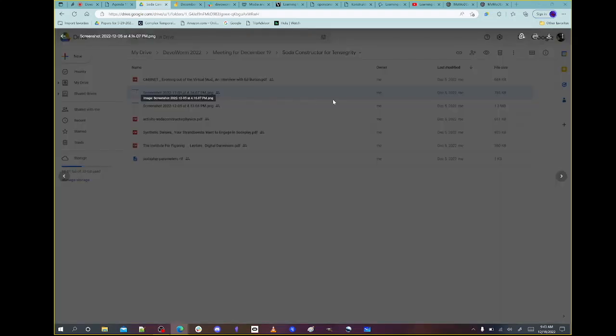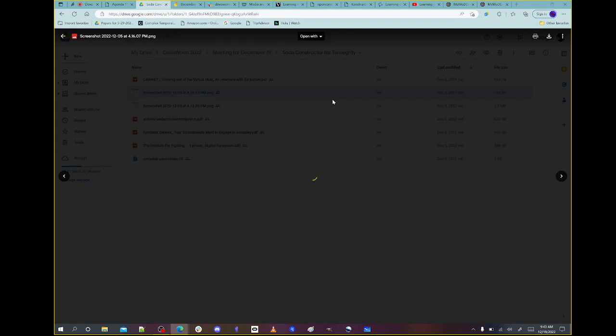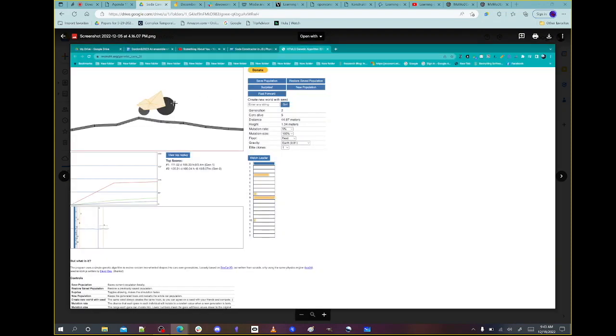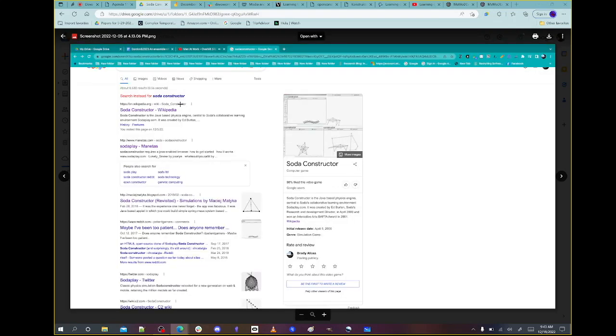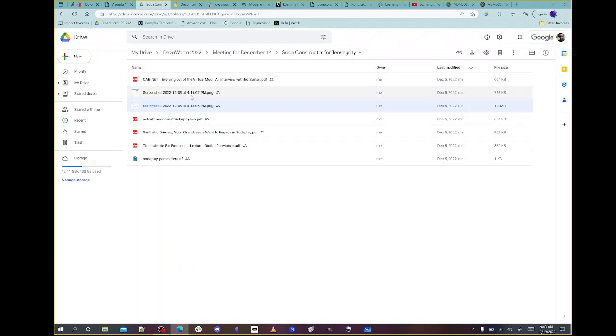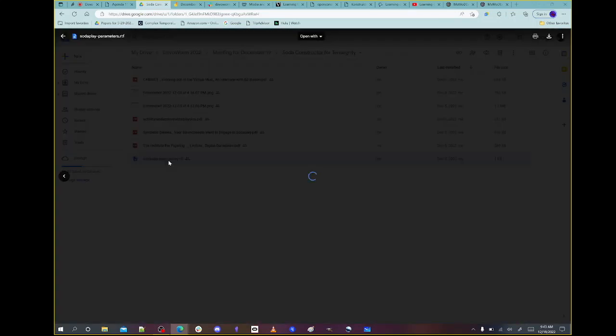This screenshot I have here is actually of a different thing. It's a genetic car, which is built on the same principle. That's not really useful in this context, but this is my search on Sodaconstructor here. It was released in 2000, and it was a Java-based physics engine, invented by Ed Burton, who was an artist. It was very popular back in the aughts, and it's very much like a tensegrity model.